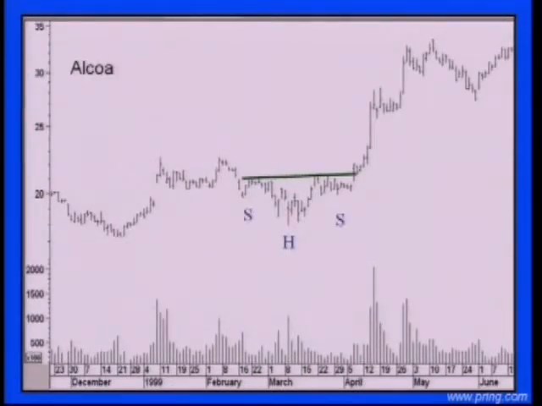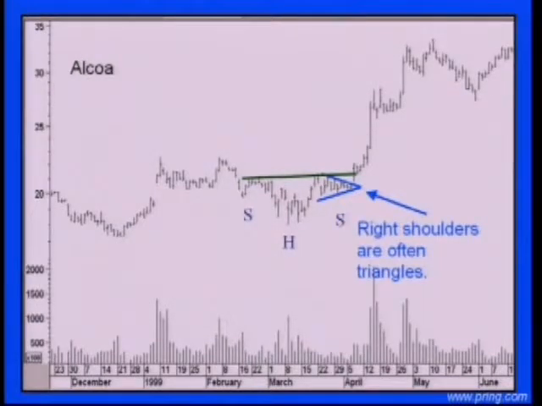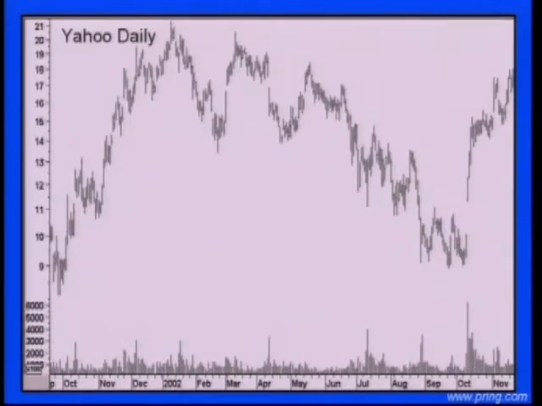And here's a reverse head and shoulders for Alcoa. And quite often what you'll find is the right shoulder of a head and shoulders pattern actually can turn out to be a triangle. It's amazing how often that happens. In that case there, we had a lot of volume.